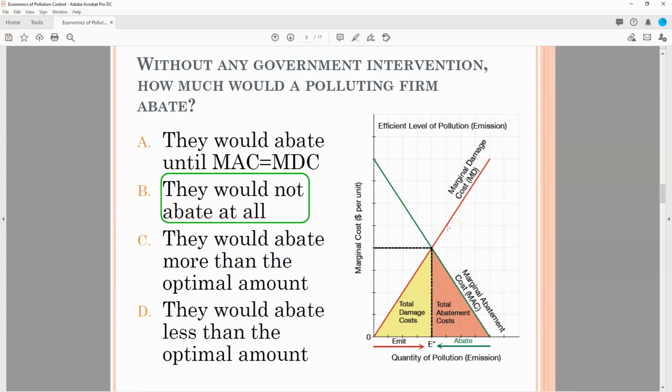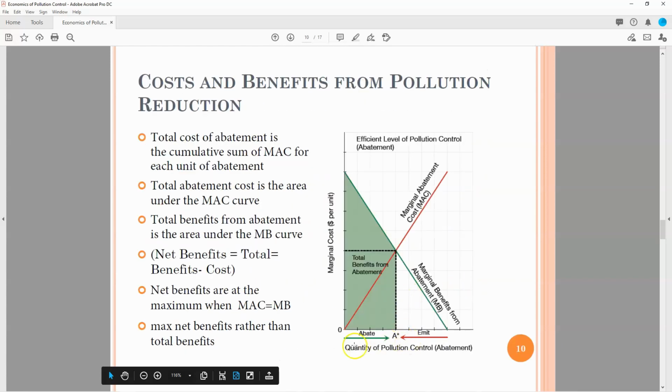When you have this kind of graph in your assignment, quiz, or exam, you really need to make sure what the x-axis represents. If it represents the quantity of pollution, then we do this kind of analysis. If it represents the quantity of pollution control, then we are doing the cost and benefit analysis. From the cost and benefit analysis, you should be very familiar with this kind of graph. The downward sloping line is marginal benefit. The upward sloping line is the marginal cost. The social net benefit is maximized when MB is equal to MC, and the net benefit is this triangle.